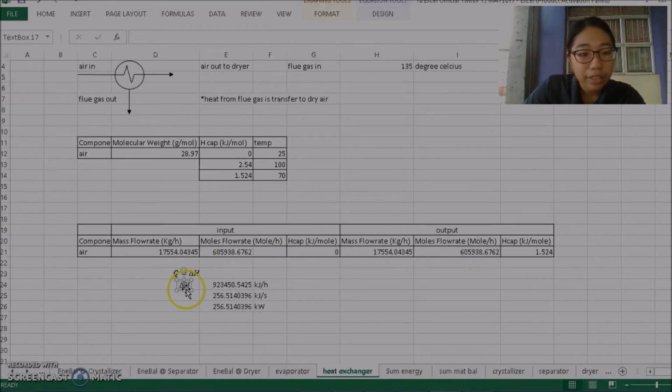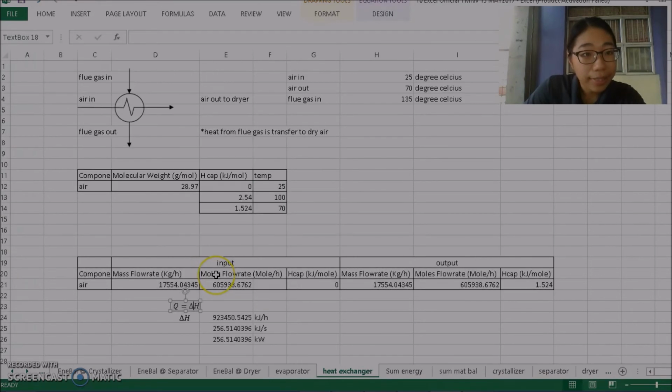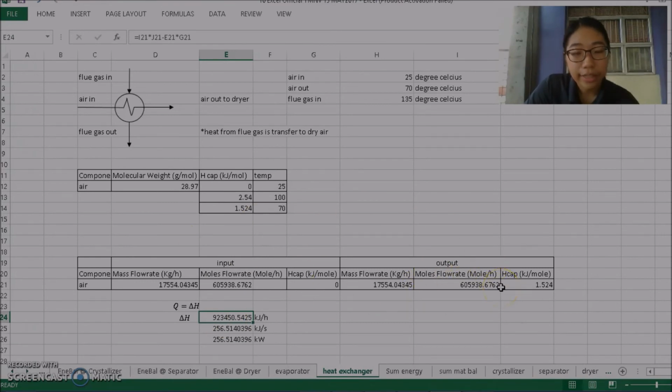So the delta H here, the Q for the heat exchanger, will be Q equals to delta H. The delta H, after we calculate, delta H equals NH out minus NH in, we will obtain 256.514 kilowatts. That is the energy needed for the temperature to increase from 25 degrees Celsius to 70 degrees Celsius.